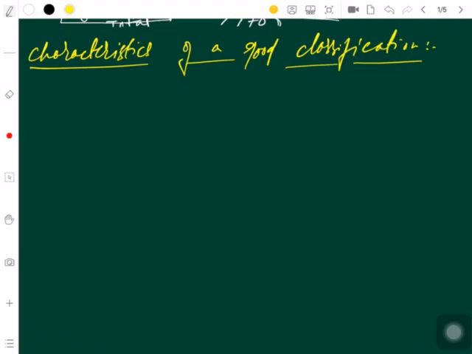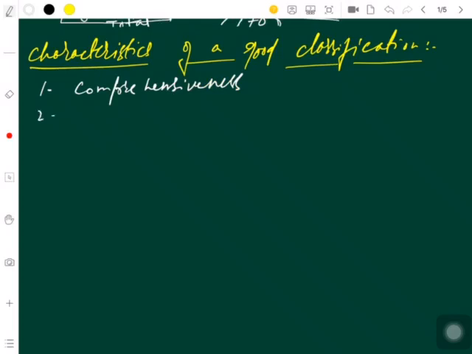So characteristics of good classification are, just say about it, comprehensiveness. Comprehensiveness means when you classify the data properly, it becomes comprehensive. That means you are able to draw perfect conclusions. It is applicable in many ways. So the scope of that data increases very high. That is what comprehensiveness is.